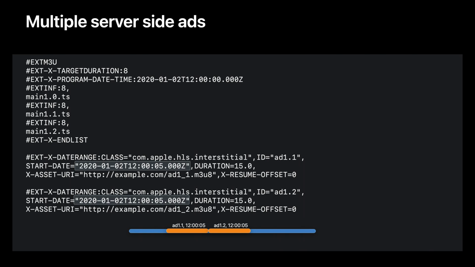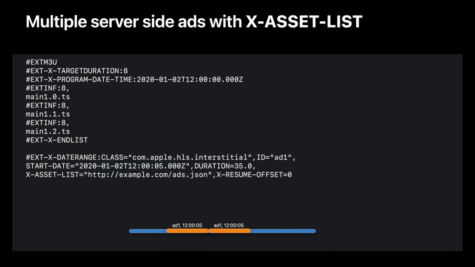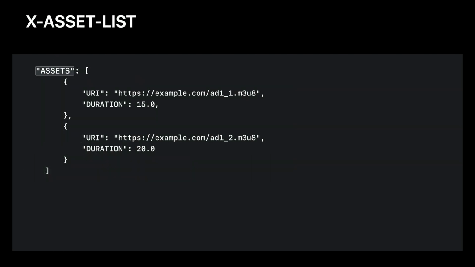These approaches where you use the xAsset URI attribute to reference your ad would require you to define your ad pod when you're adding the date range tag to the playlist. But you could defer that decision using the xAsset list attribute. The xAsset list points to a JSON object that contains the event schedule. The object has an assets array that specifies the list of interstitials, with each entry specifying the URI of the master playlist and the duration. Note that this JSON object would be fetched only at buffering time, allowing for late binding to your ad inventory.